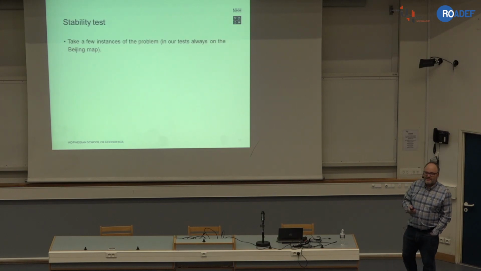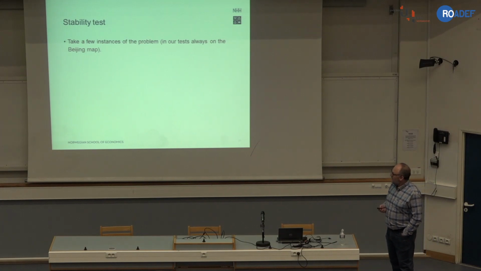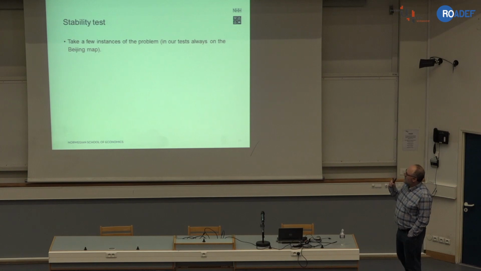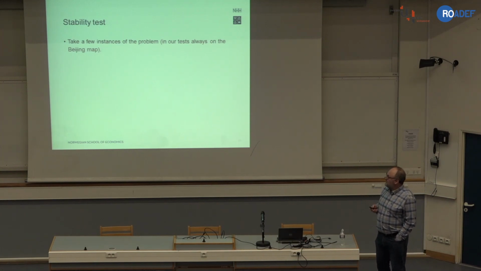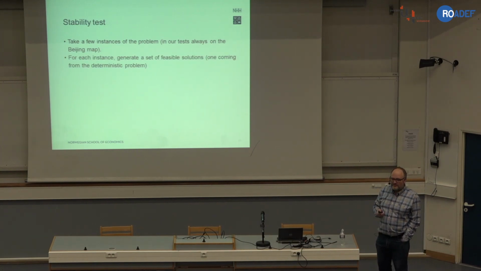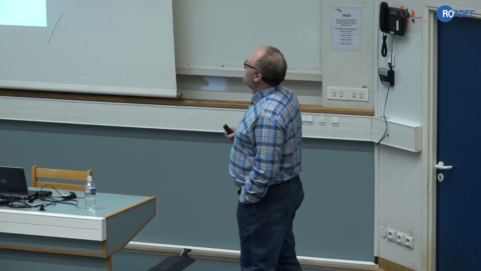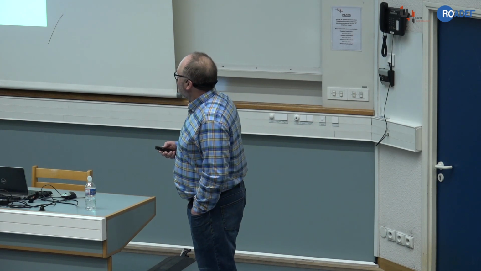The one thing we always have to test when you solve a stochastic program is what I would call the stability. Okay, I need to speed up. But I want to do the stability test anyhow. So what do we do? Well, we take a few instances of our problem, right? They're all on the Beijing map. For each instance, we generate a set of feasible solutions. One comes from the deterministic, but we generate a set of feasible solutions, typically the deterministic and some variants of that, assuming I can get a heuristic solution from that.